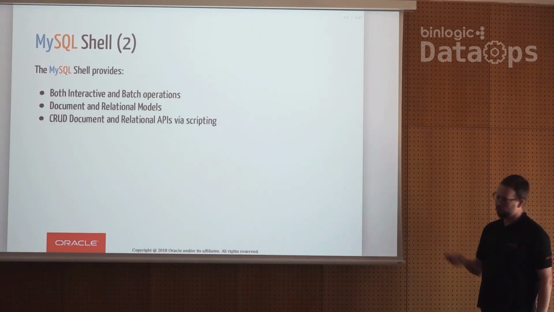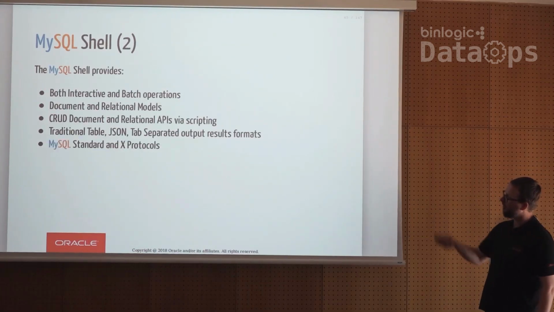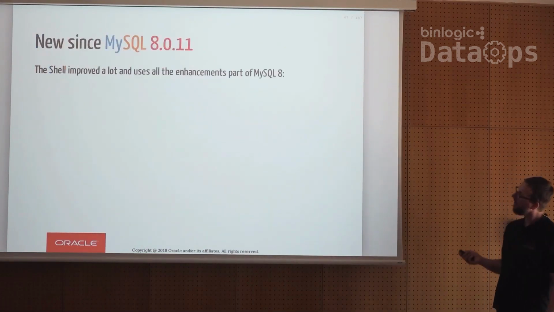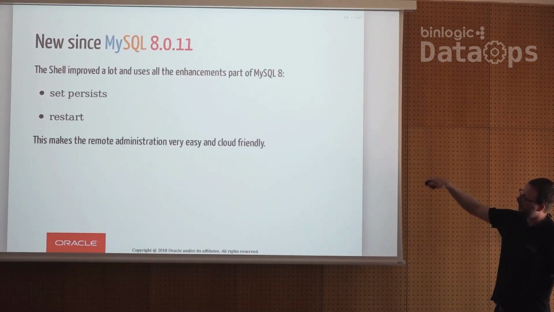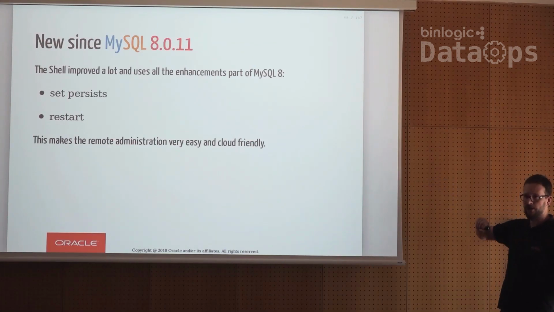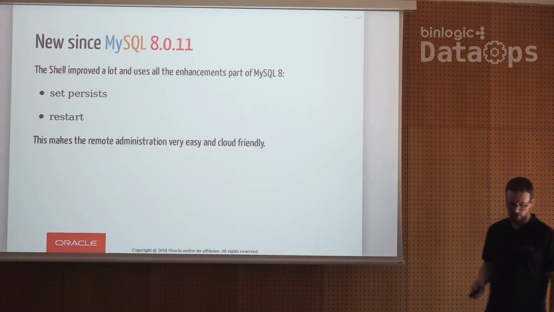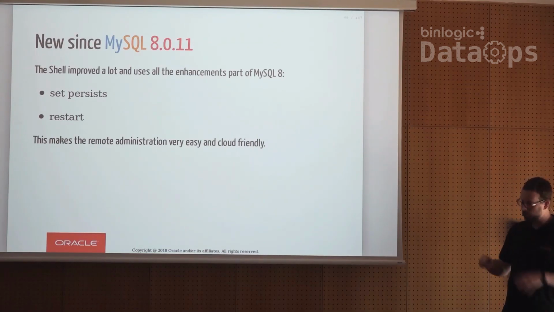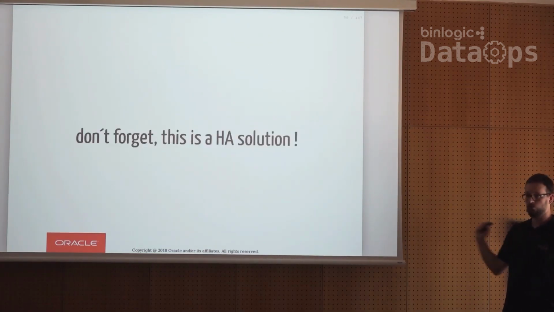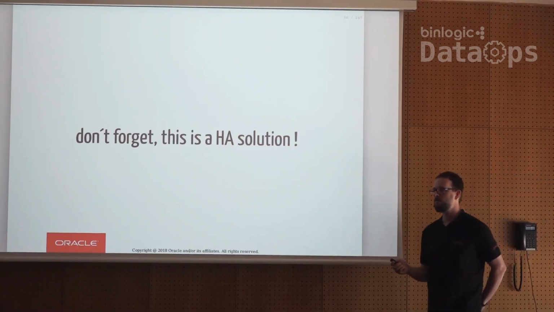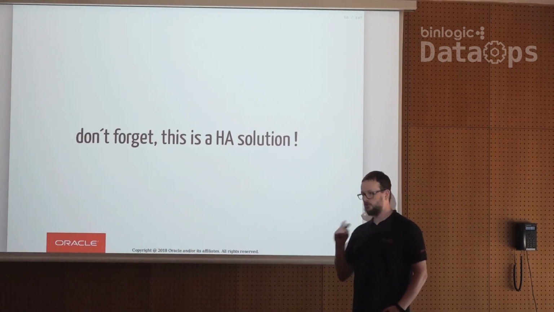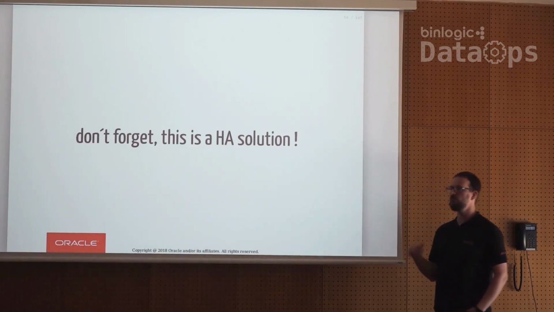You have documents, relational tables, CRUD operations. You can do a lot of stuff, and it has the standard and X protocol, right? So this is what I showed you earlier: SET PERSIST and RESTART in MySQL 8.0.11. It means we can change configuration and restart the server from the shell or from the MySQL client without any need to modify configuration files. So don't forget, this is an HA solution, right? Yes? When it's a restart, is it just restarting the storage engine or just... No, it restarts the server. The server restarts by itself.